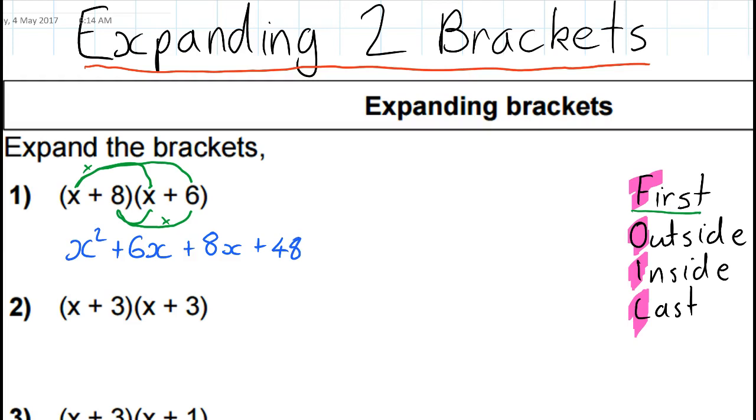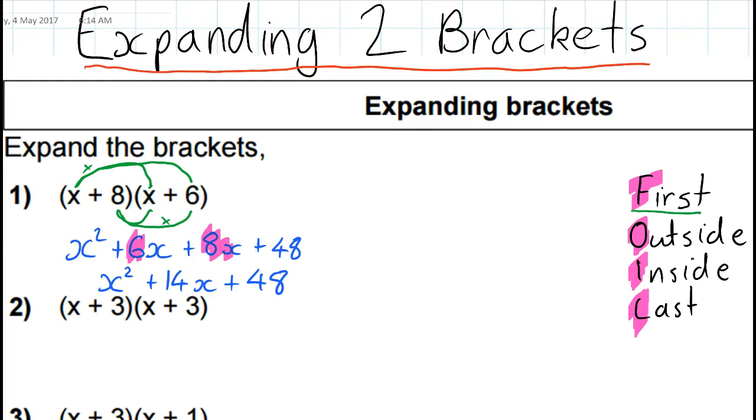Now finally, to neaten it up, I've got two like terms, my 6x and my 8x. So I'm going to add them together and I get my final answer, which is x squared plus 14x plus 48. Okay, and that's my first answer: x squared plus 14x plus 48.